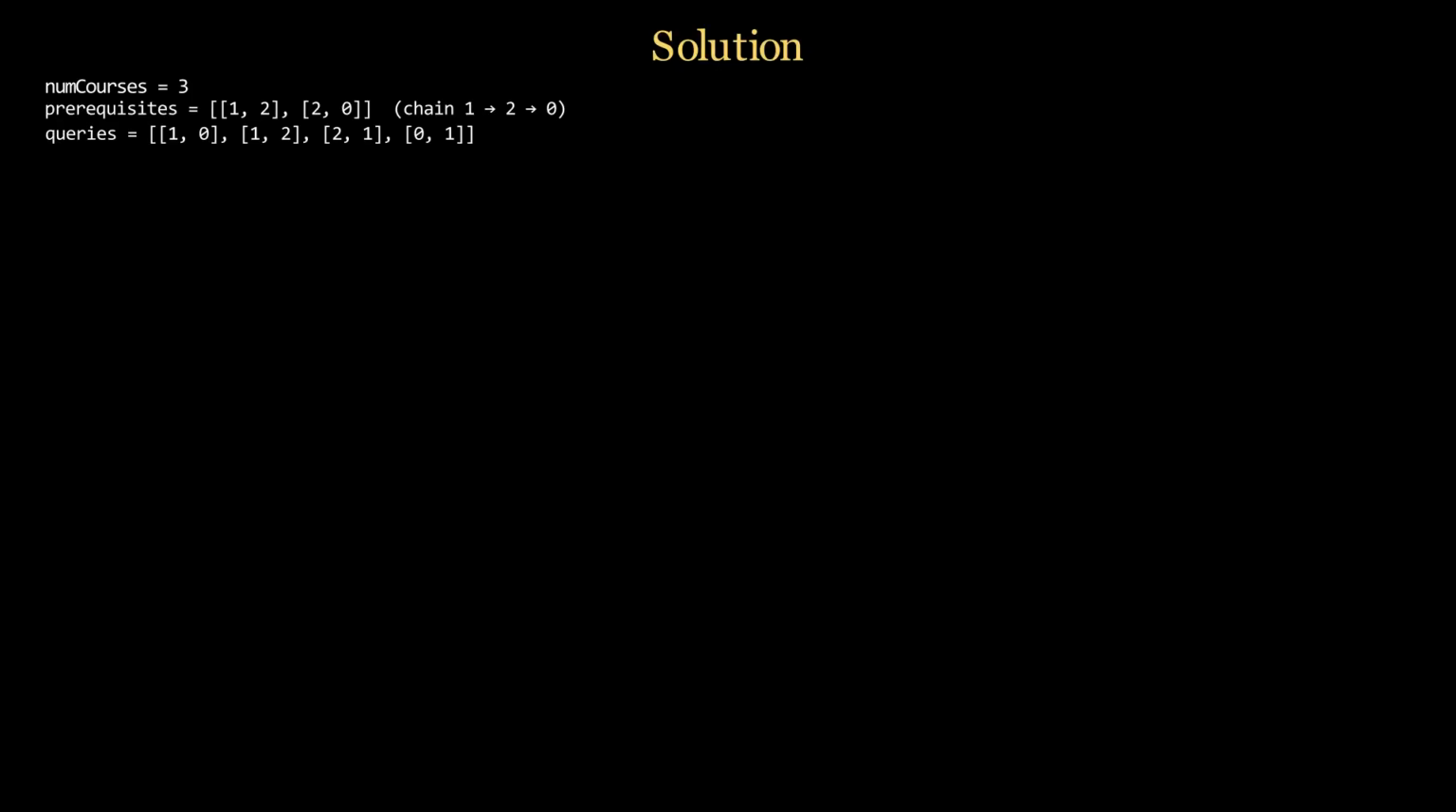Solution walkthrough on 3 courses. Prerequisites 1, 2 and 2, 0 form a chain 1 to 2 to 0. We use the same query list as before so you can read answers straight from the reach table.